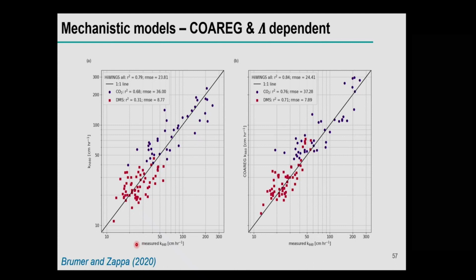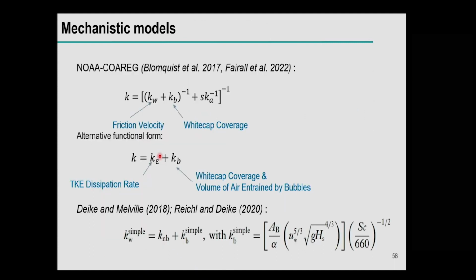Here you have the measured gas transfer velocities for CO2 in purple and DMS in this reddish color, and the modeled ones on the y-axis. Here you have the COARE algorithm, the basic one, and then my model, which doesn't perform too badly.